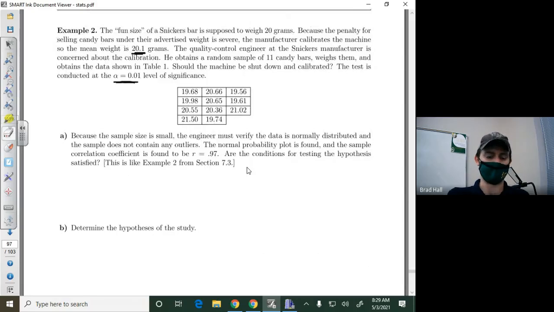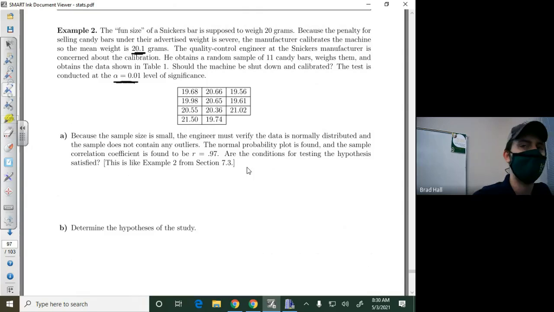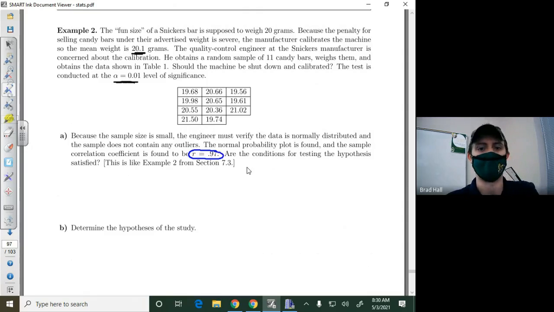So part A was kind of interesting. It looks very technical because part A is actually a problem from section 7.3, where we did those normal probability plots, but they did all the work for you. So it's not really like that, but the work they did comes from that section. They did a bunch of work and found a correlation coefficient value of 0.97.